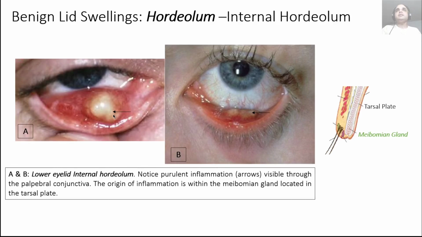So this is what an internal hordeolum would look like. You have to evert it because this is the meibomian gland that's infected, so it's best seen when you evert it. You can see a little bit of cellulitis surrounding the meibomian gland, and it's all full of purulent material, which can be seen by these yellow swellings, visible through the conjunctiva. Remember, the tarsal plate, or the posterior half of the lid margin, is covered by the palpebral conjunctiva. So you're seeing this through the palpebral conjunctiva. This lesion is actually located within the meibomian glands, which are located within the tarsal plate. So this is as you are seeing it through the palpebral conjunctiva.